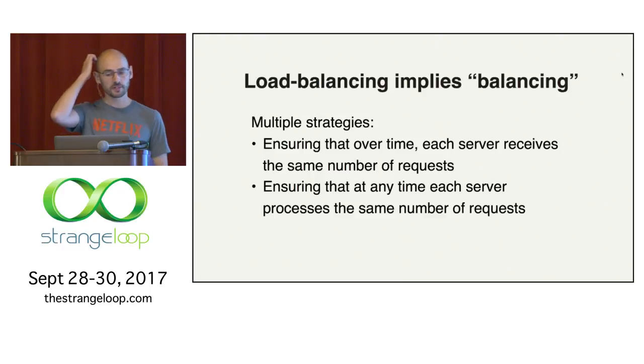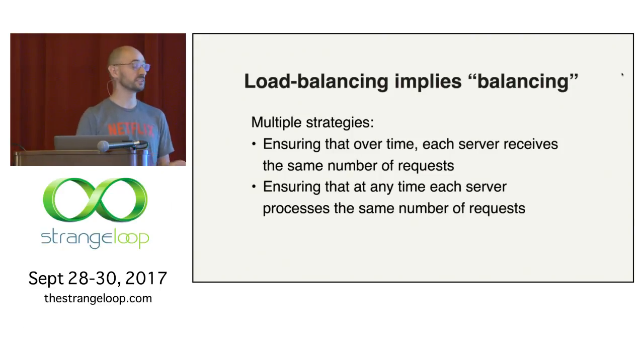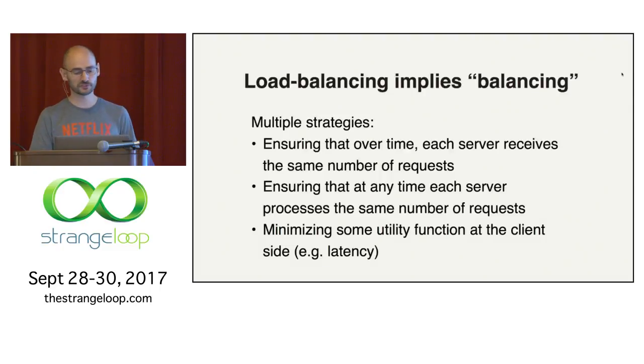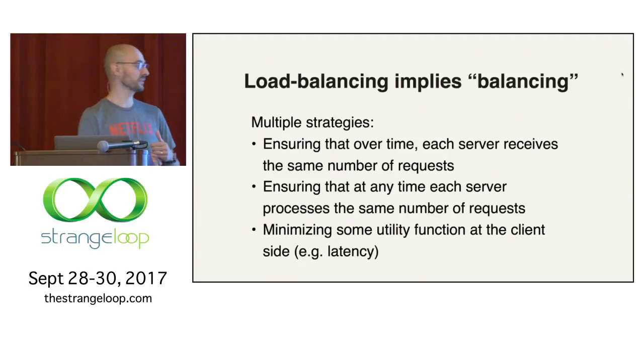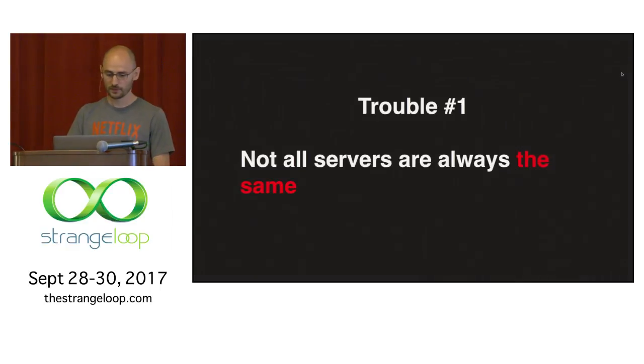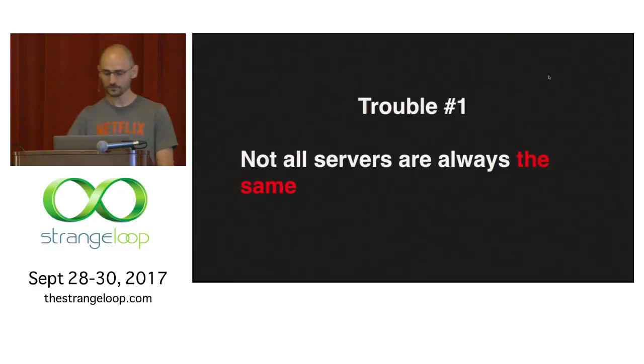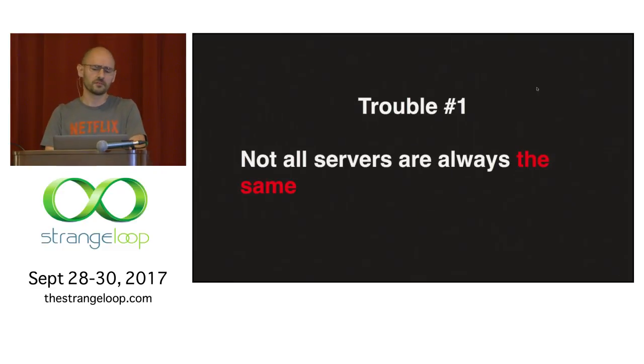The other strategy is to guarantee that at any point in time, every server has the same number of requests in its queue. That's basically the strategy of least loaded. The third strategy is to minimize some utility function at the client side, for instance the latency. That's the strategy that I will describe in the next few slides. But there are a couple of troubles that all load balancing algorithms usually have. The first one is that not all servers are always the same. You may have some servers that are a little bit slower or have some errors.